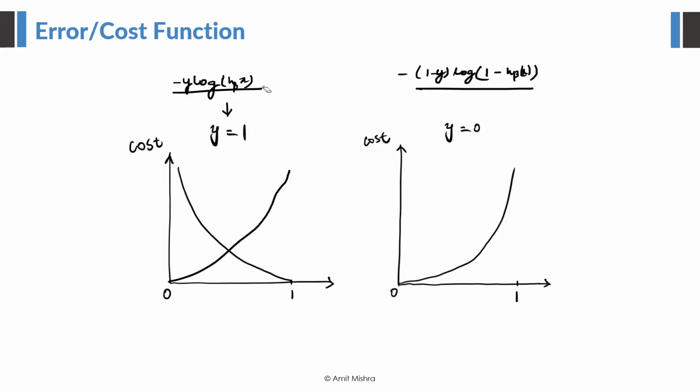This is entropy for label 1. This is entropy for label 0. When you combine it, it is called cross entropy. And why cross entropy? Because for y equals 1, this is the curve. For y equals 0, this is the curve. When you add them, the curve will be represented like this.